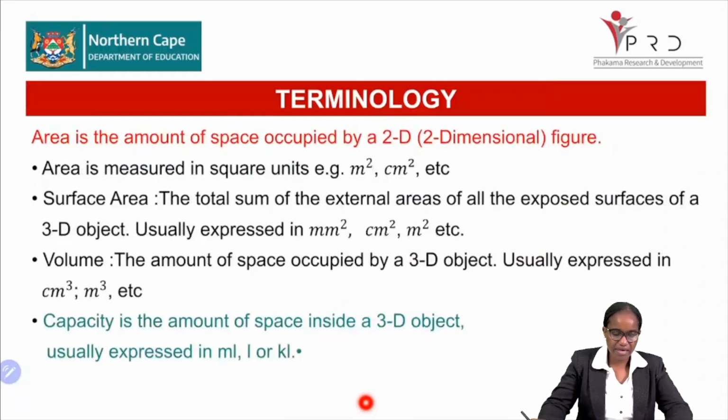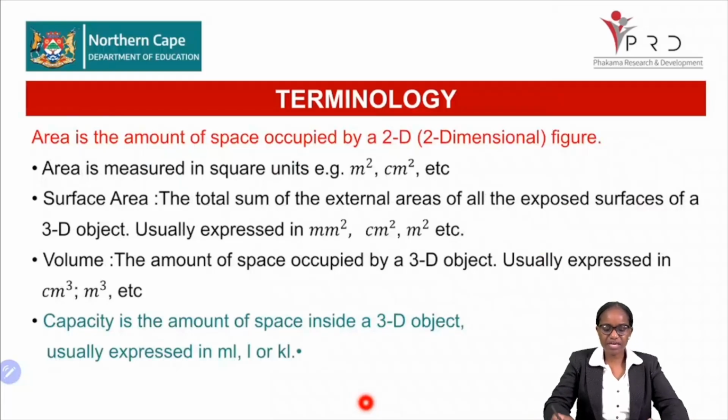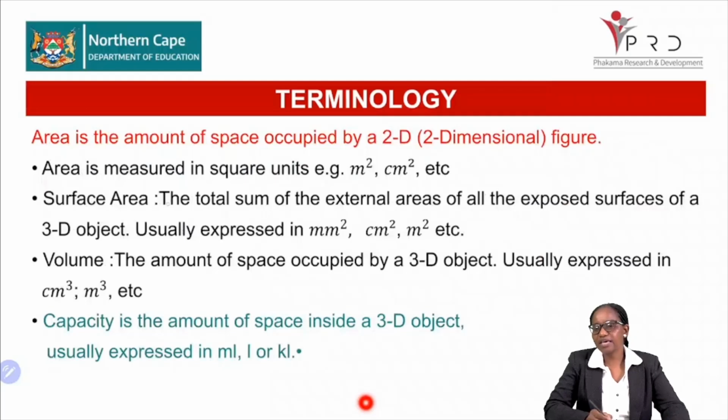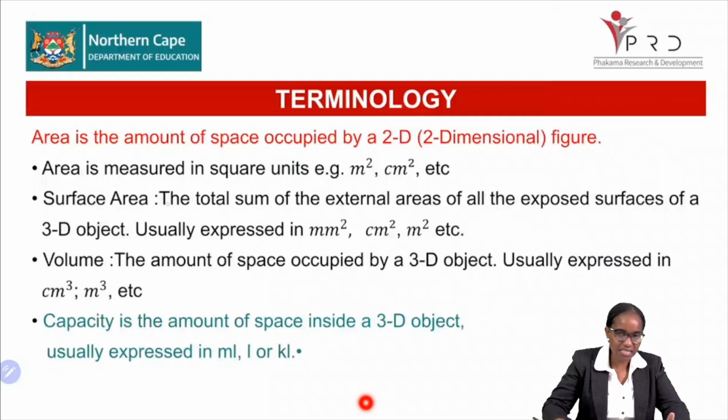Then we come to area. Area is the amount of space occupied by a 2-dimensional figure. You know, a 2-dimensional figure has 2 dimensions, your length and your width. That's a 2-dimensional figure. So area is measured in square units because we are multiplying 2 units. So we have your square meters, your square centimeters, etc. Surface area is the total sum of the external areas of all the exposed surfaces of a 3-dimensional object, and it's also expressed in square millimeters, square centimeters, and square meters.